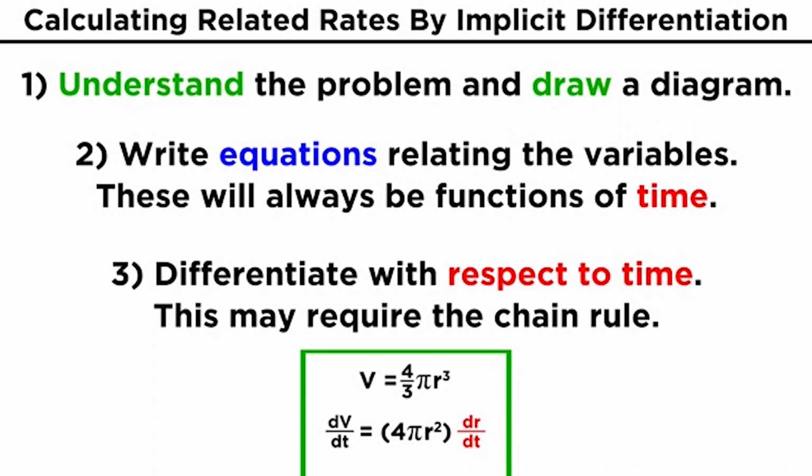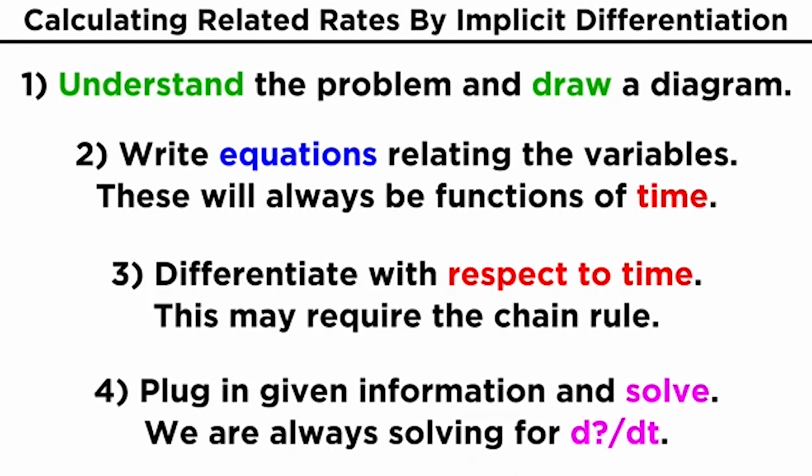This may require the chain rule, as we may be taking the derivative of a function first with respect to some variable. So we must then multiply by the derivative of that variable with respect to t, since we are ultimately concerned with terms involving dt. Once we have done that, we just plug in the information we know and solve for what we are looking for, which will always be d something over dt.